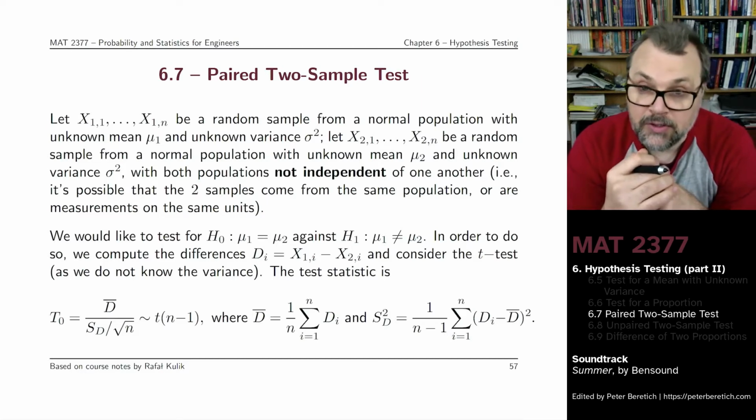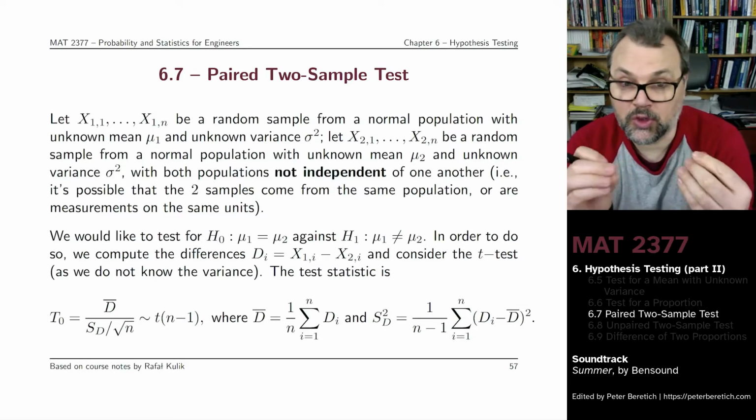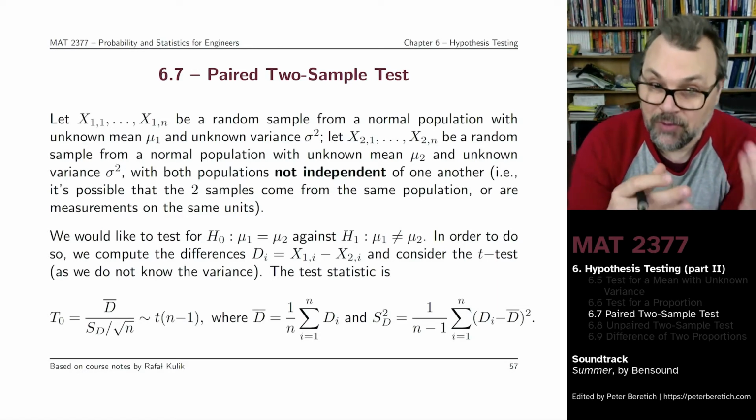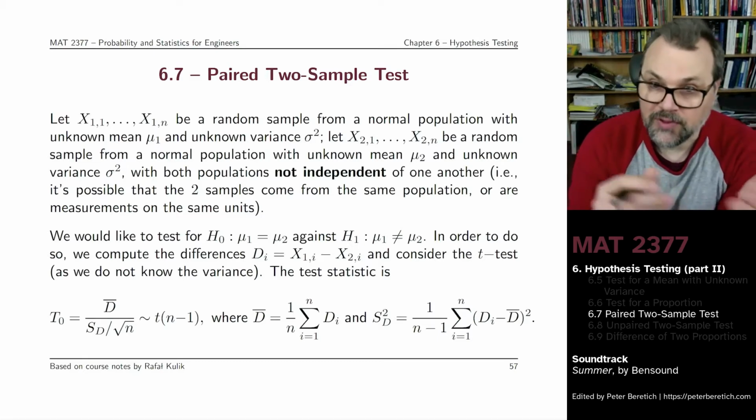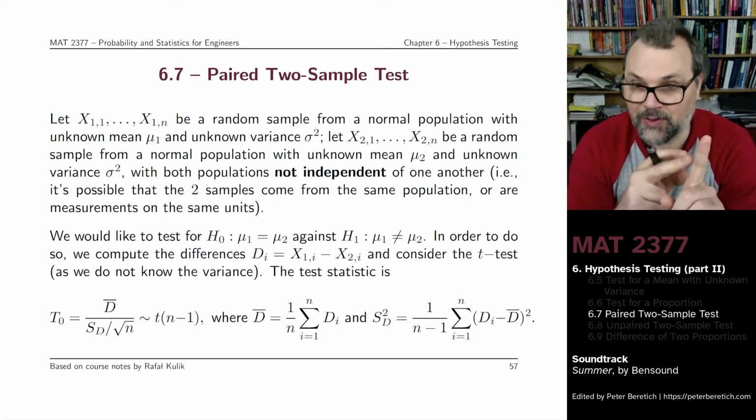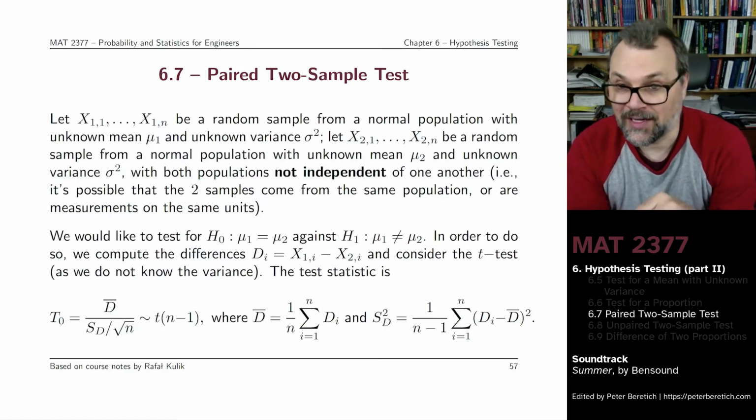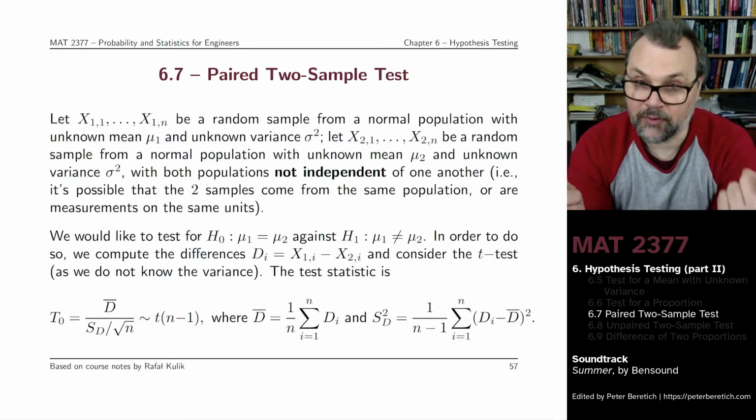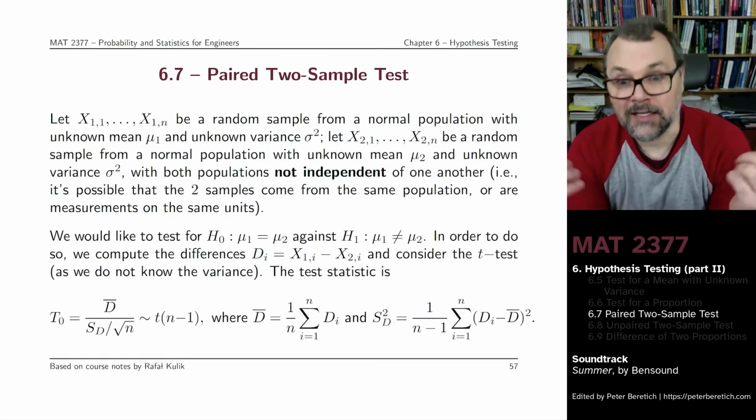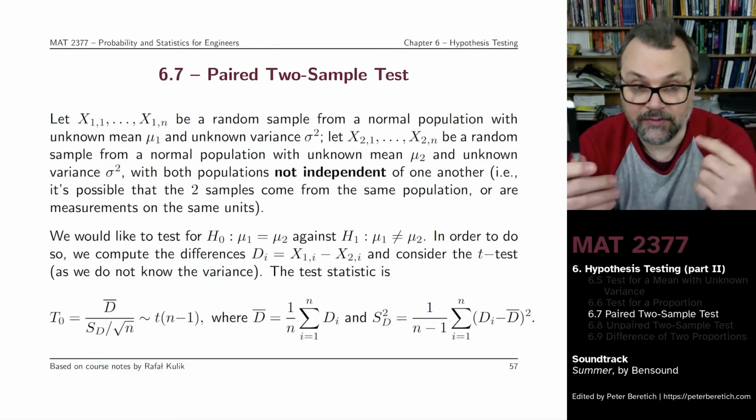These populations, though, are not independent of one another necessarily. It's possible that the two samples come from the same population or measurements on the same units at different times. People's height when they're 7 and when they're 20, right? You're measuring the same n people twice. So the measurement in the second population is not independent from the measurement in the first population. Tall kids at 7 are potentially likely to be tall adults at 20 and vice versa.